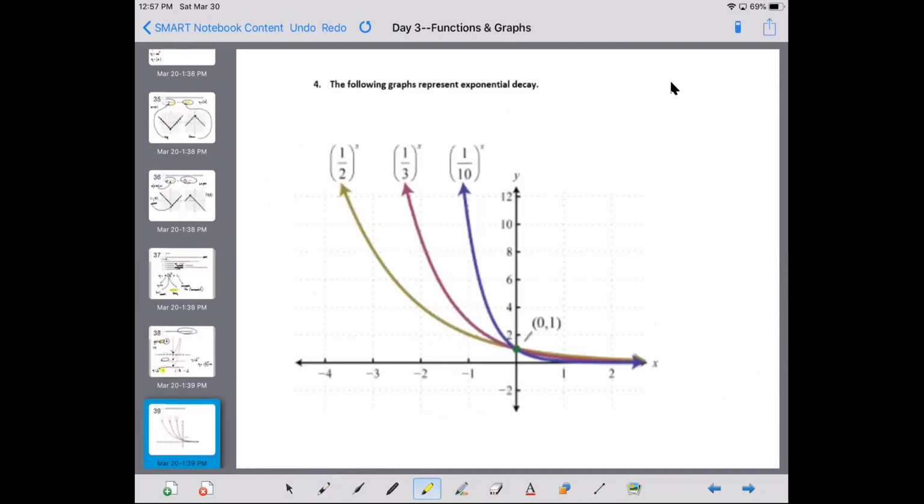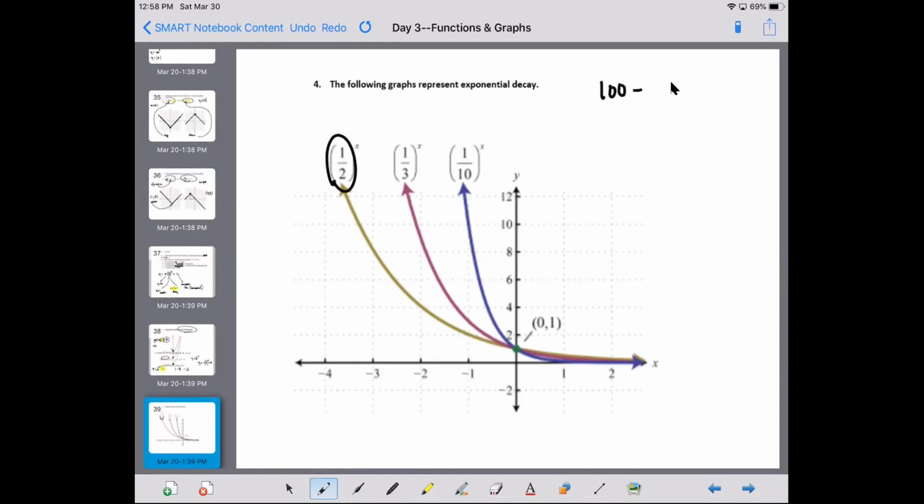Next one, you see the graph goes in the opposite direction. So it's what we call a decay graph. And so this is going to be decreasing by a certain percentage. So if you get 1/2 here, that just means that we're decreasing by 50%. So if we take 100%, subtract 50%, we're going to get 50%. That is going to be your decay factor.